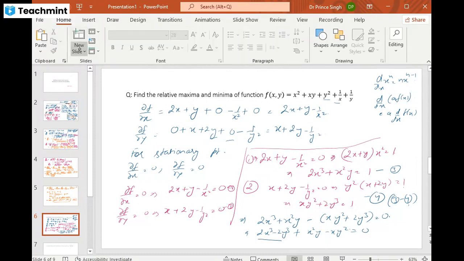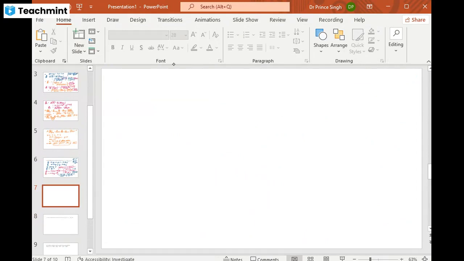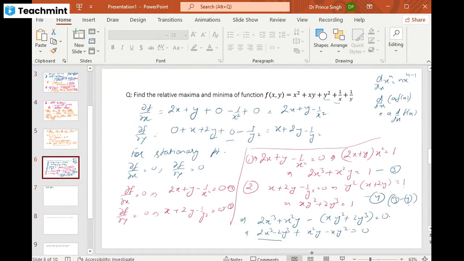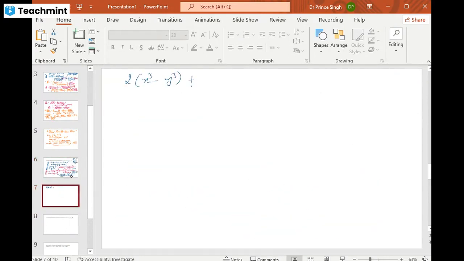So let me consider another slide here. I can consider 2 times (x³ minus y³), and here xy is common, (x minus y). And here also I'm using a³ minus b³, (a minus b)(a² plus ab plus b²), or x minus y is common.